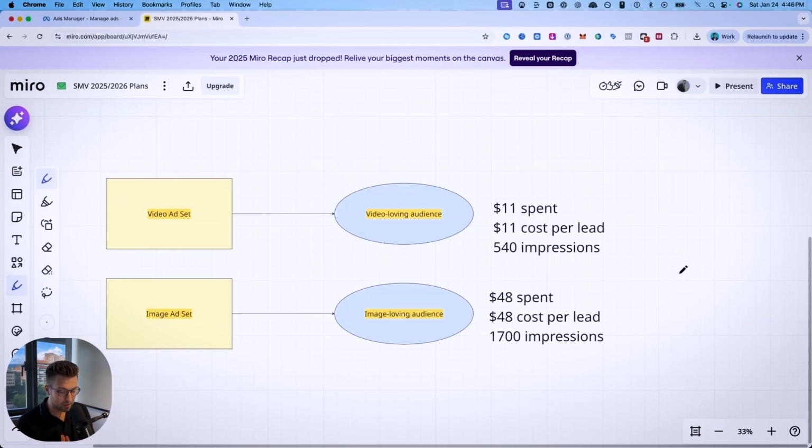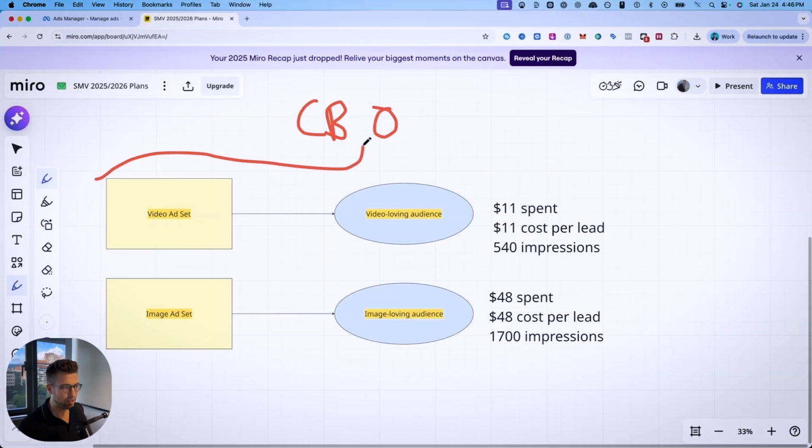And if we go back to the beginning of this video, I talked about CBO, campaign budget optimization. Now, campaign budget optimization, what that means is that Meta handles all this complex statistics, math, and allocation decisions by itself. And that's why I choose CBO. If I was to manually try to guess how much money should go into the video ad set versus the image ad set, there's no way to accurately guess that.